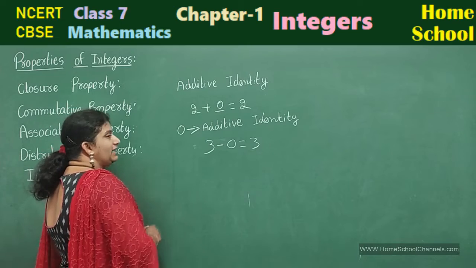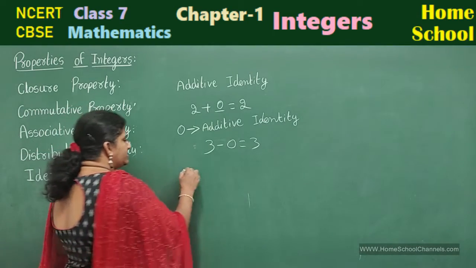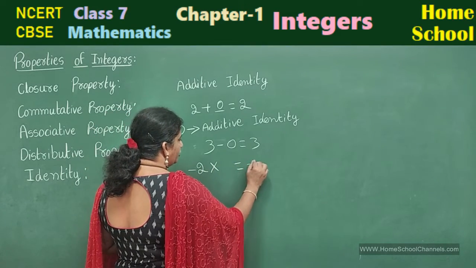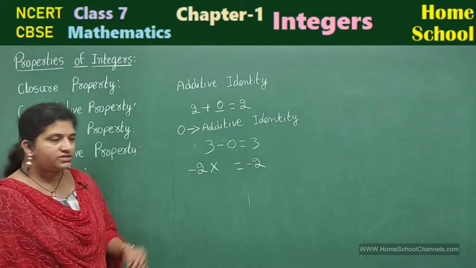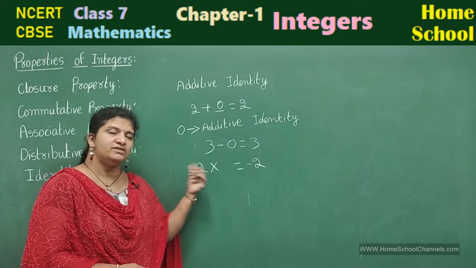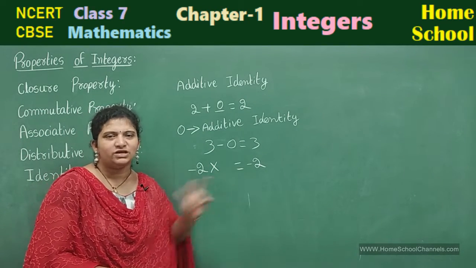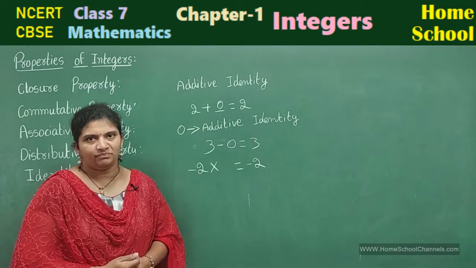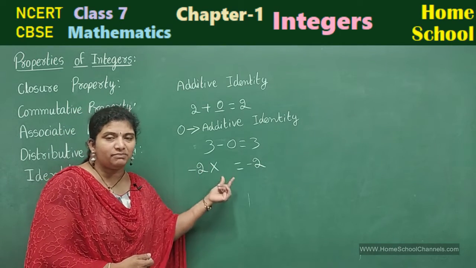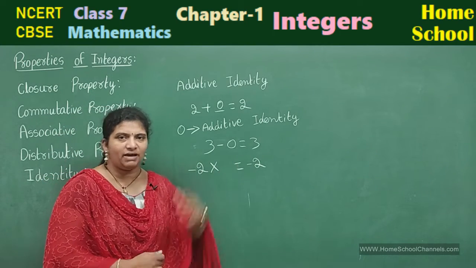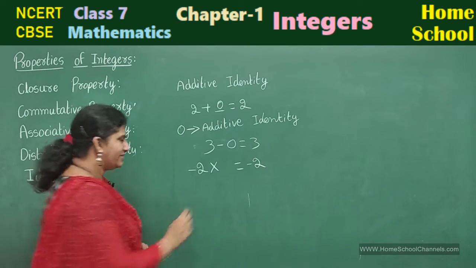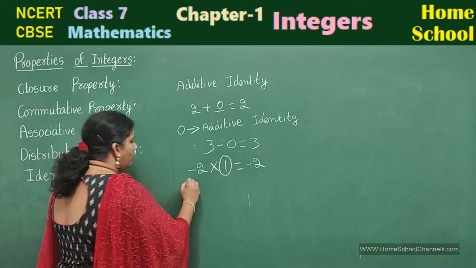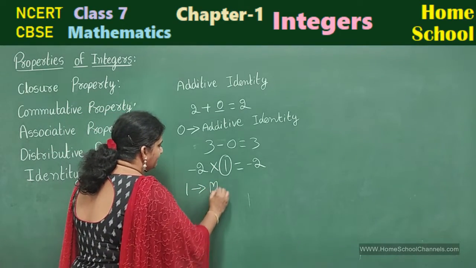Next, coming to the multiplicative identity. Suppose I take any integer, and you multiply by a number to get the same integer. Suppose you multiply by 0, what happens? 0 into anything becomes 0. No, it should not be 0. It should be the same identical number. If I multiply minus 2 by some number, I should get the same answer. What is that? Yes, minus 2 times 1 is minus 2.